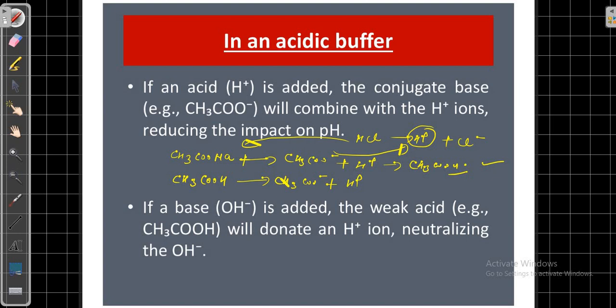And when a base like NaOH is added, the OH- ions from this NaOH react with this H+, and what do they form? H+ plus OH- form water. So there is also no effect on the addition of sodium hydroxide in such a buffer system.